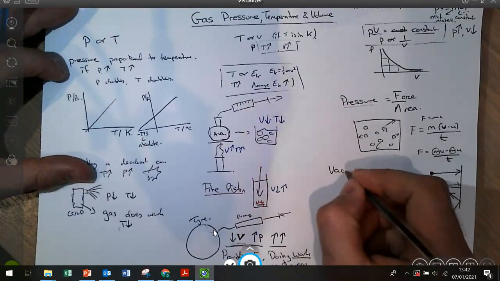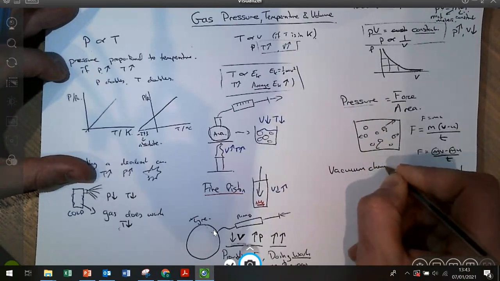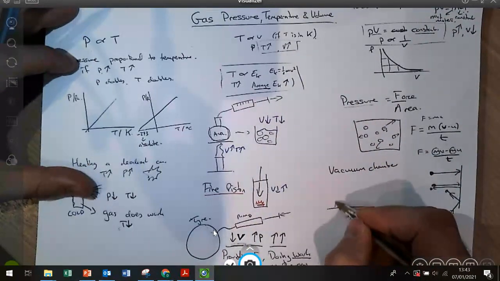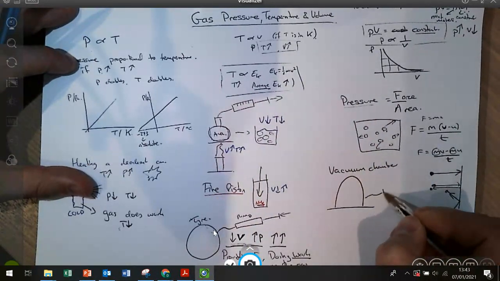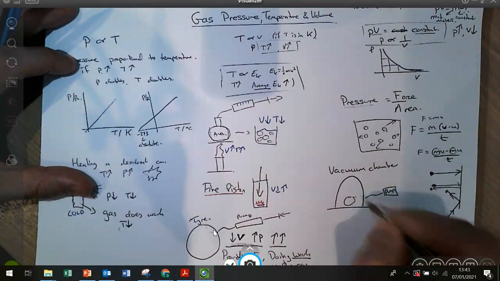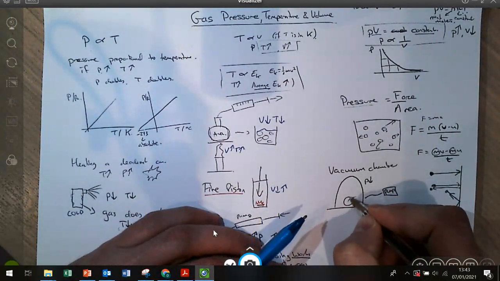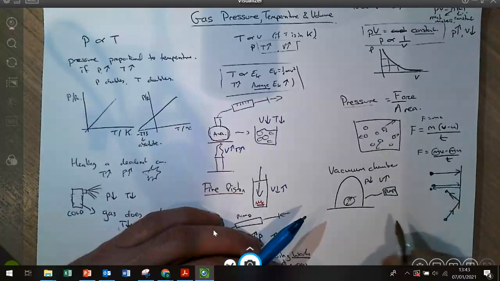We've got the vacuum chamber, which is a bell jar attached to a pump. And then you can put different objects in it. So, for example, like a balloon. And then obviously, if you decrease the pressure, what happens to the volume of the balloon? Of course, it's going to increase.